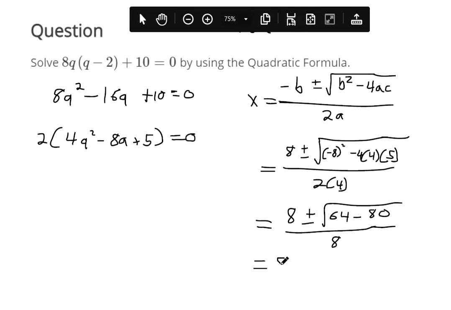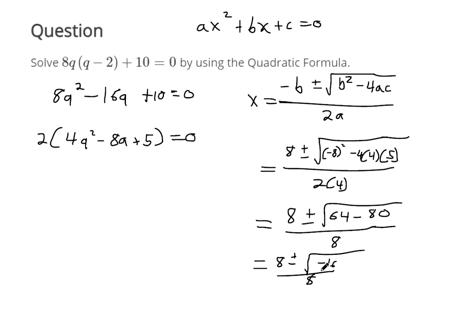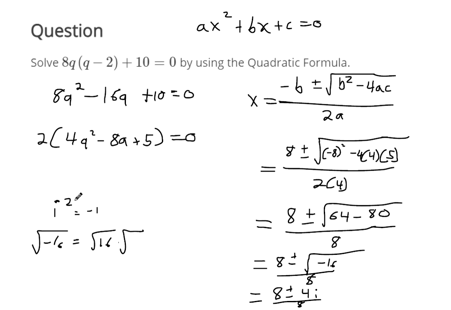So simplifying a bit more, this is 8 plus or minus the square root of negative 16 over 8. Look, the square root of 16 is 4, right? The square root of negative 16 is 4i. And to show you where that comes from, I think we've already seen in this class that i squared equals negative 1. So the square root of negative 16 is the same thing as the square root of 16 times the square root of negative 1. Square root of negative 1 is i. That's the definition of an imaginary number.